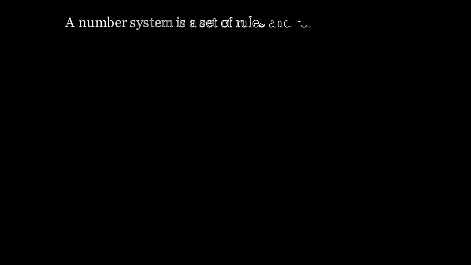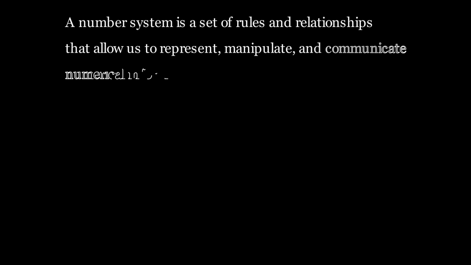But what exactly is a number system? A number system is a set of rules and relationships that allow us to represent, manipulate, and communicate numerical information. Think of a number system like a language. Just like English, Yoruba, Igbo, or Hausa have rules on how words are formed and used, number systems have rules for how numbers are written and are used.